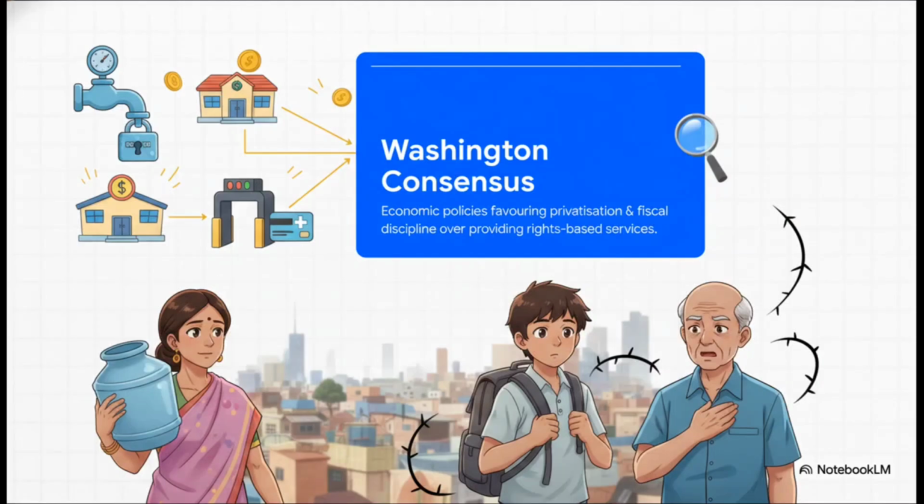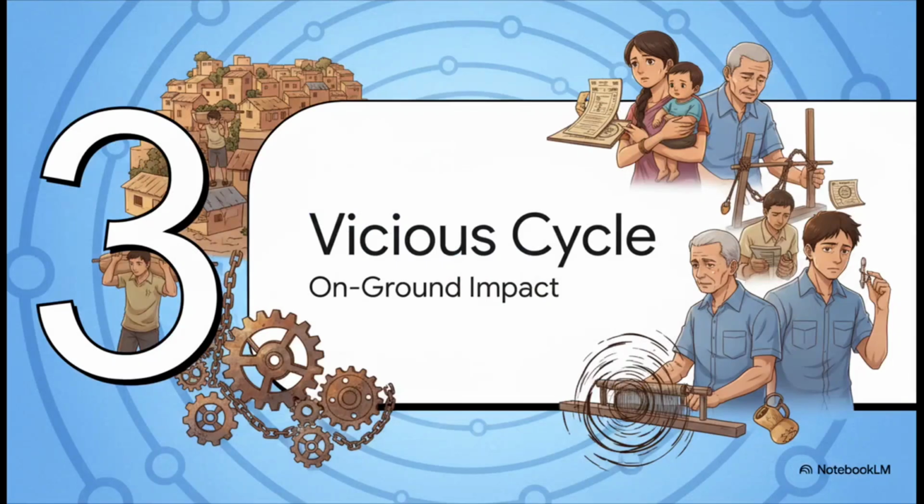And this whole trend was sped up by a major policy shift, often called the Washington Consensus. In essence, the state's focus moved away from providing rights-based services, things like public health and education, towards a model that favored privatization and fiscal discipline. You can directly connect this to the privatization of essential services, which makes life more and more expensive for the urban poor. And those policy shifts have had absolutely devastating consequences on the ground.